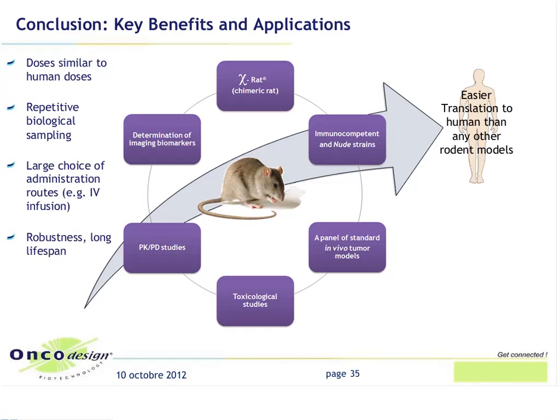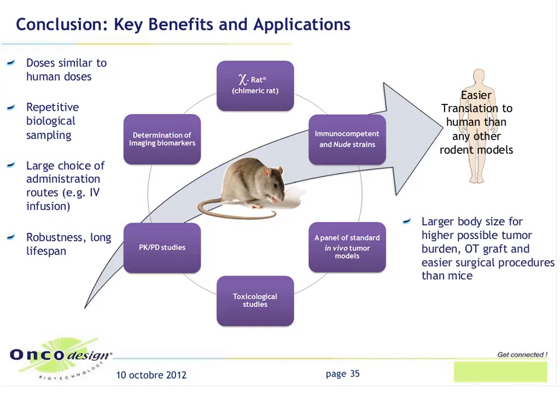Compared to mice, rats are more robust with a longer lifespan. Their robustness is a serious advantage for major surgery. Another advantage is a larger body size, allowing a higher possible tumor burden, surgical access to organs for orthotopic graft, and visualization tools, which make rats a superior model compared to mice. Their metabolism and drug pharmacodynamics and pharmacokinetics profiles are closer to human.